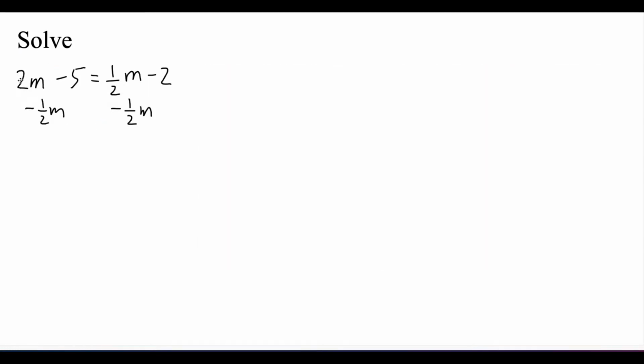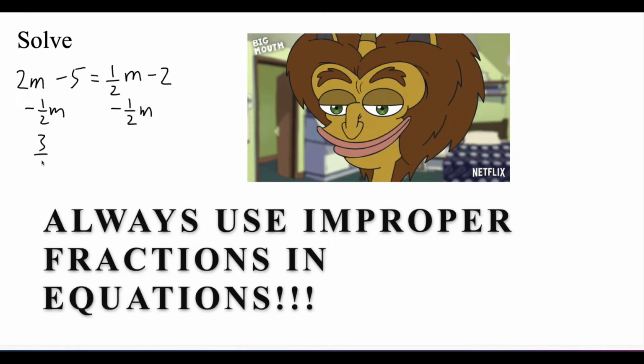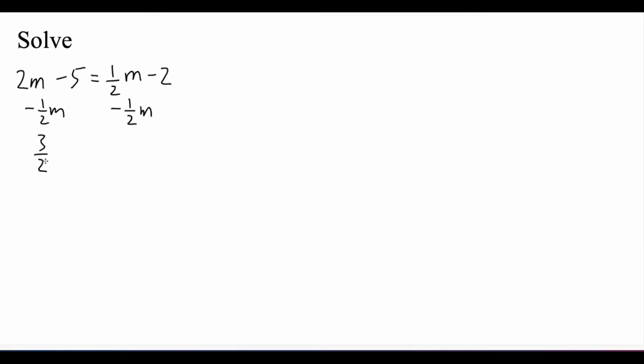So what you can do is think of it like this: 2m take away half m. So if I have 2 apples, take away half an apple, how many apples do I have left? I should have 1.5 apples, right? But because I do not like writing mixed fractions, I'm just going to write this as a fraction like this, because we know that 1.5 is equal to 3 on 2, right? So 2 take away a half is equal to 3 on 2. 3 on 2m. Take away 5 is equal to, now we know that half m take away half m is going to be 0. 0 take away 2 gives you minus 2.